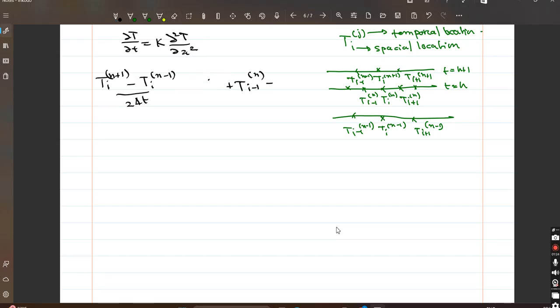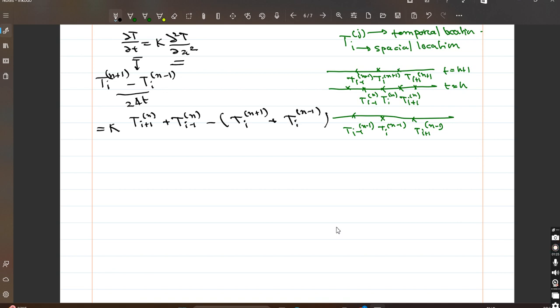Okay, let me just write it in the lower part. And this is approximated in this way, and the diffusion term is approximated in this way: T_{i+1} at time n plus T_{i-1} at time n, minus of (T_i^{n+1} plus T_i^{n-1}), by delta x square, right?